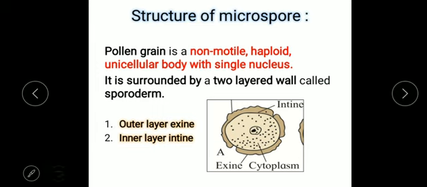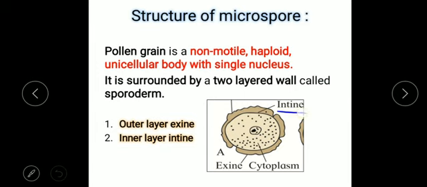The outer layer is called exine and the inner layer is known as intine. This layer is the exine, which you can see is sculptured, thick, and somewhat resistant. Also, you can see the exine is not continuous. This is the aperture, a small aperture which is called a germ pore. So they are not continuous, they have been interrupted by a small aperture.